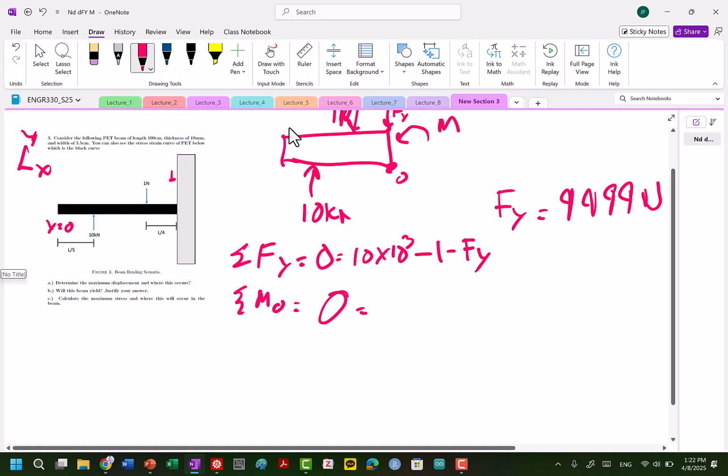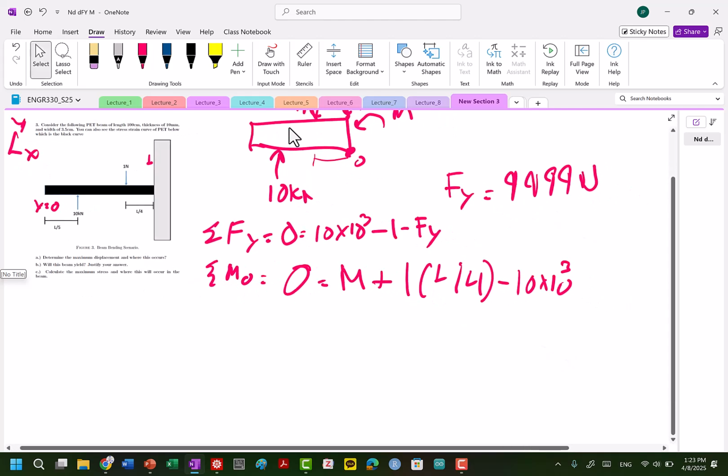Sum of the moments around that point, 0, is going to be equal to, so we have that moment that's going counterclockwise, right? Yeah, so we have this plus m, because we're going counterclockwise. I'm just getting my coordinate system correct. So then around here, it'll be this distance here, so that's going to be a plus 1 newton times L over 4, and then it's going to be here, I'm going to flip, minus 10 times 10 to the 3 times, that distance will be 4L divided by 5, and we can solve essentially for that moment here.